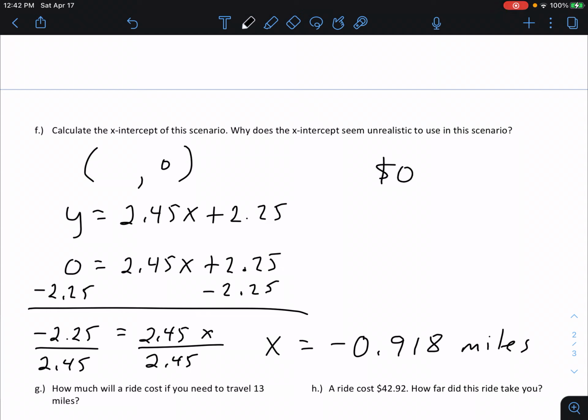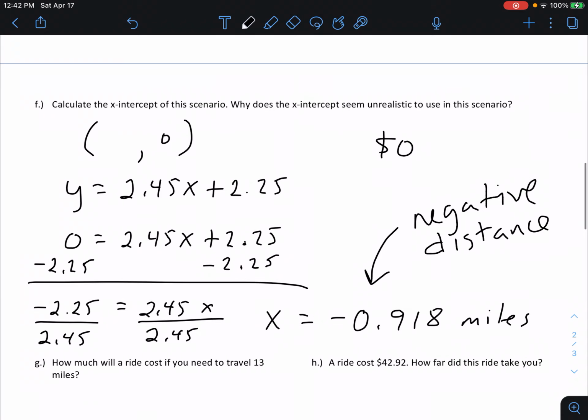And it's really unrealistic because they're not going to go a negative distance, right? It's always going to be a positive distance. Okay, so this is unrealistic because this is a negative distance. And we don't ever go a negative distance. We can go backwards, but even if you go backwards, it still is considered a positive distance. Okay? All right, so that's why it's unrealistic.